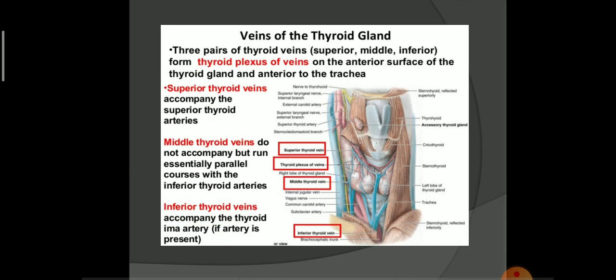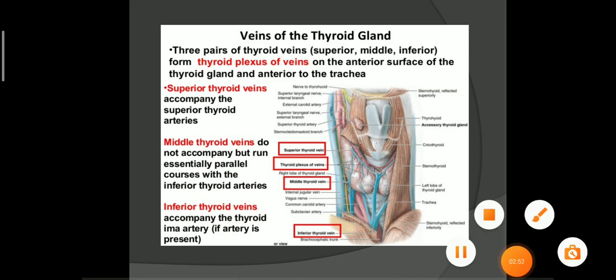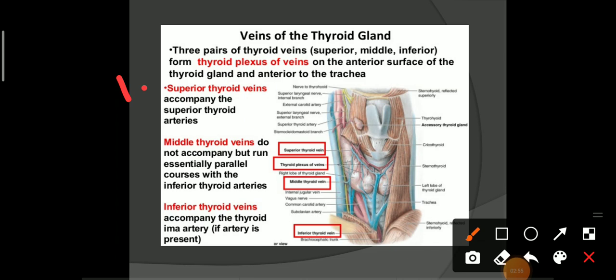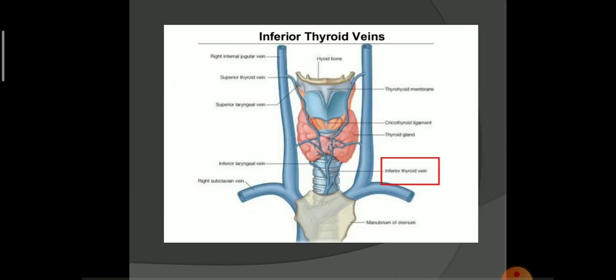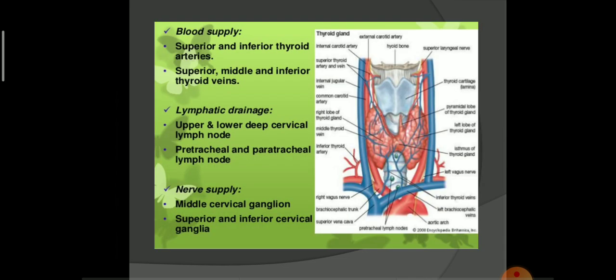Coming to venous drainage of the thyroid gland, it includes the superior thyroid vein, middle thyroid vein and inferior thyroid vein. These are all the thyroid veins related to the thyroid gland. Next, coming to nerve supply. The nerve supply of the thyroid gland is of two types, sympathetic and parasympathetic. Sympathetic supply is mostly from the superior, middle and inferior cervical ganglia, whereas the parasympathetic supply is from the external and recurrent laryngeal branches of the vagus nerve.